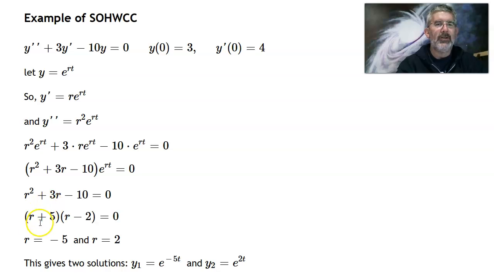This one I can factor. R squared is r and r. The 10 is a 5 and a 2 with a plus in front of the 5 and a minus in front of the 2. Two reasons to make that a negative 10 and to make that a plus 3. Right? So I get two solutions, r equals minus 5 and r equals 2, which gives me two solutions to the quadratic equation. So that gives me two solutions to the original differential equation up here, y1 equals e to the minus 5t and y2 equals e to the 2t, okay?